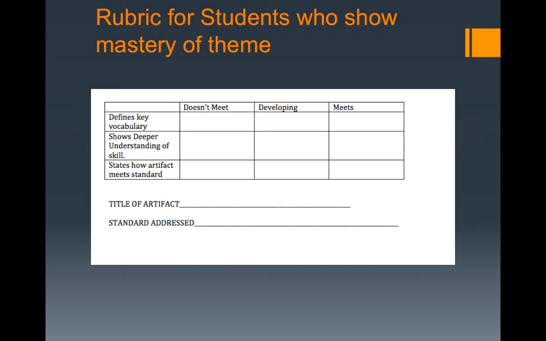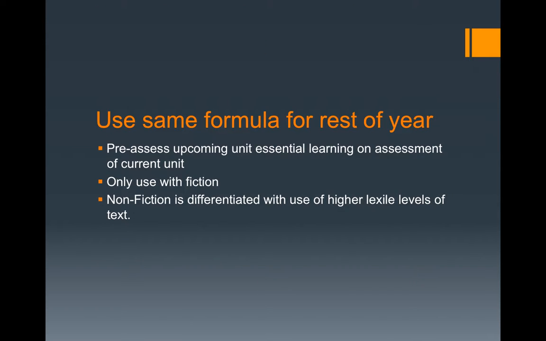I'm really excited to get started on this. I think a lot of kids will really enjoy it, especially if they've shown mastery, and I'm excited to see what they can create for artifacts for the ones that have already mastered theme. And then going from there, we thought we could use the same formula for the rest of the year, pre-assessing the upcoming unit's essential learnings on the assessment of the current unit. Like I said, the first unit was on plot and characters, but we would sneak in a question about theme as a pre-assessment for the upcoming unit.